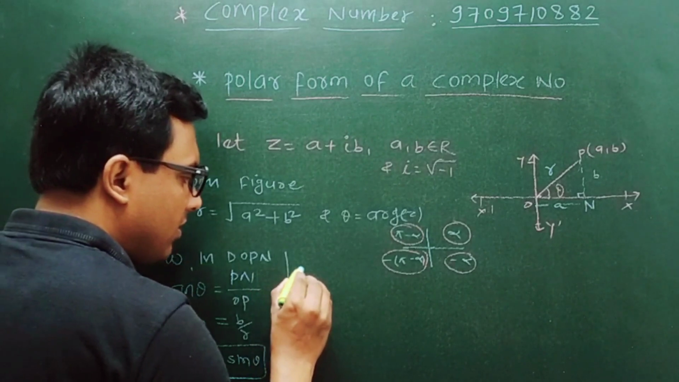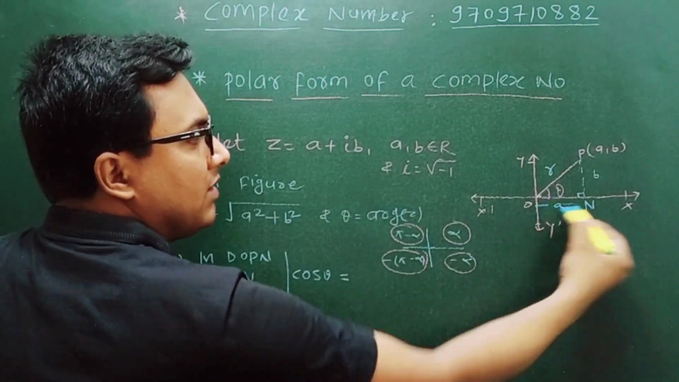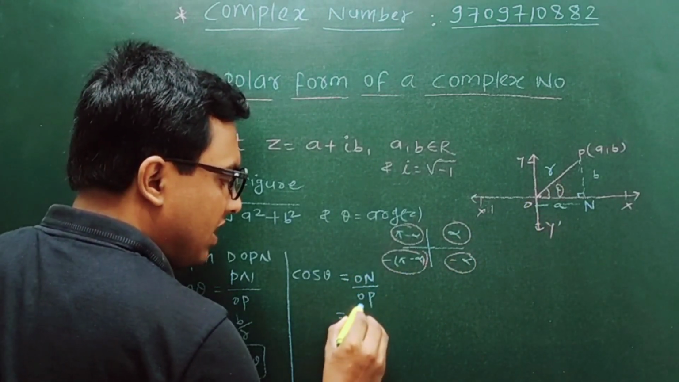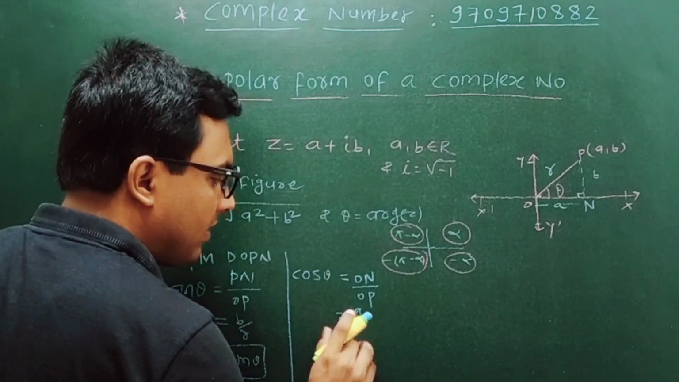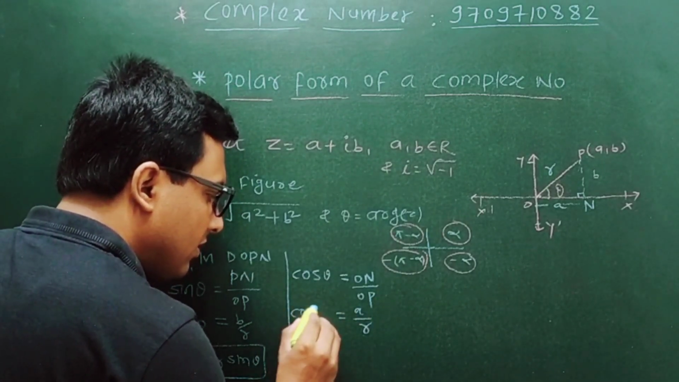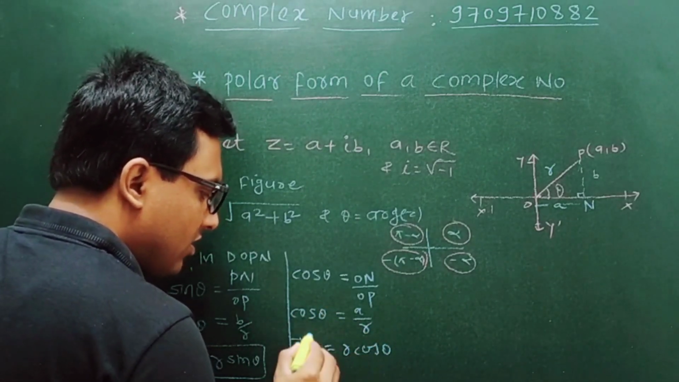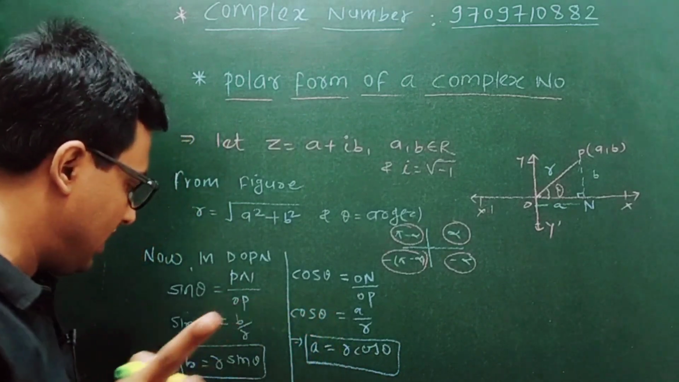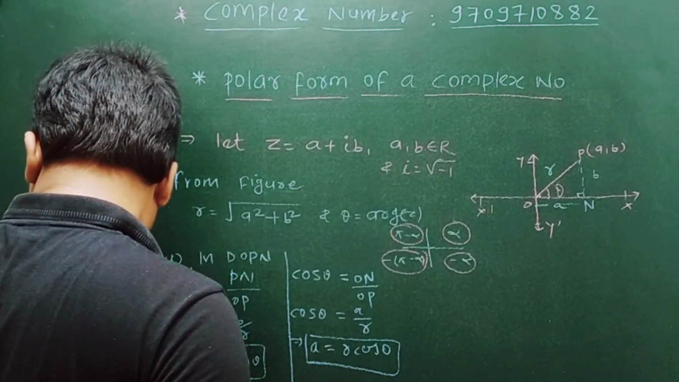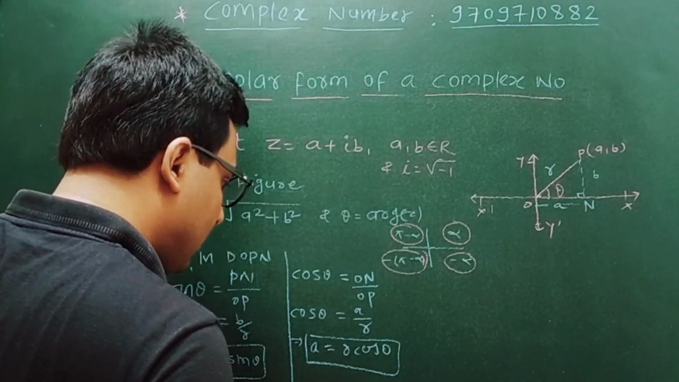Again, cos theta is equal to ON, the base, upon OP, the hypotenuse. So a upon r, and we get a is equal to r cos theta after multiplying with r. Hence we get both values, a and b, right? See here clearly.